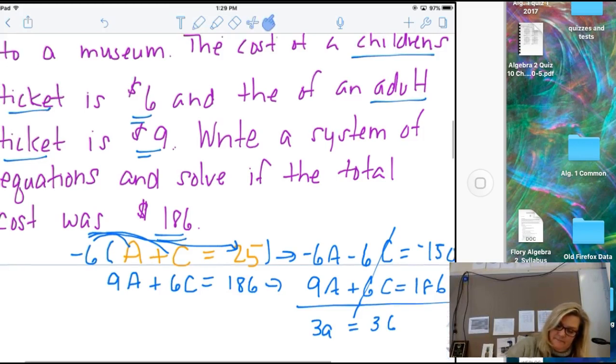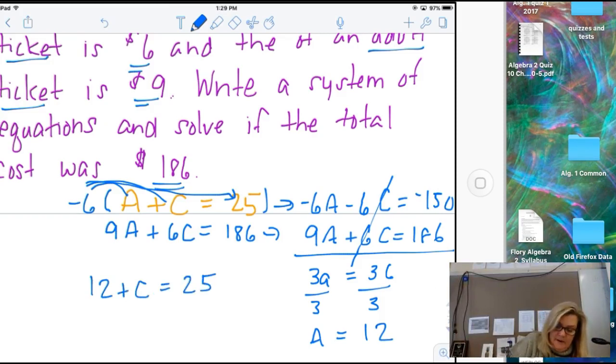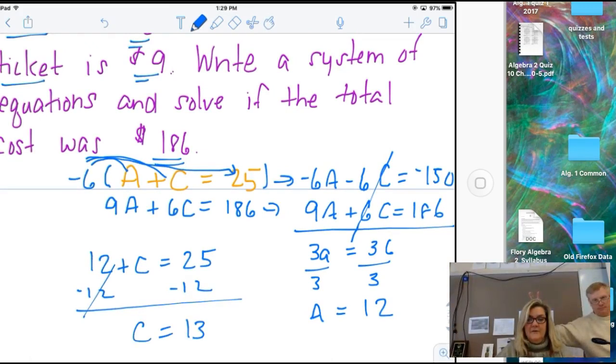I'm going to divide both sides by the 3, and I have a is equal to 12. Okay, so I know a is equal to 12. I'm going to go back into that original equation, this one that I wrote in orange because it looks nice and easy, and I'm just going to write it like this. 12 plus c equals 25. I'll get my c on its own. I'm going to subtract 12 from both sides. And that leaves me with c is equal to 13. Okay, very good.